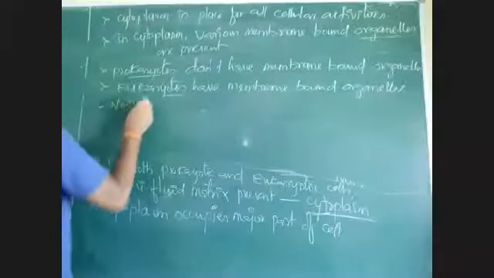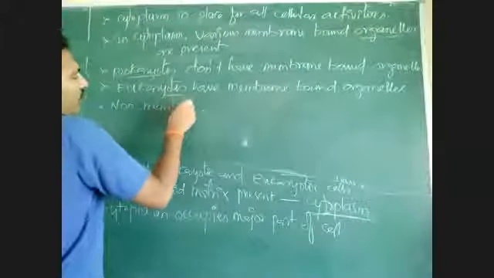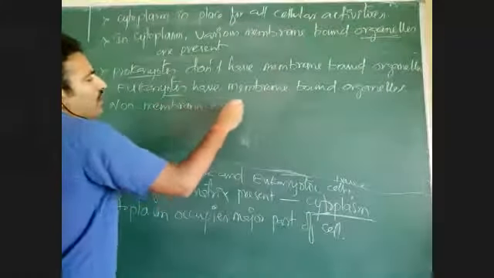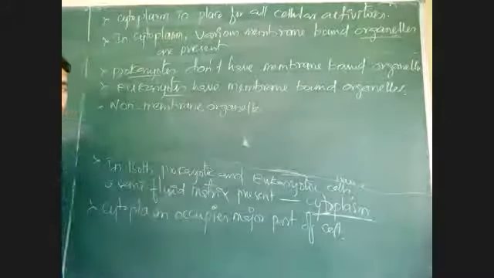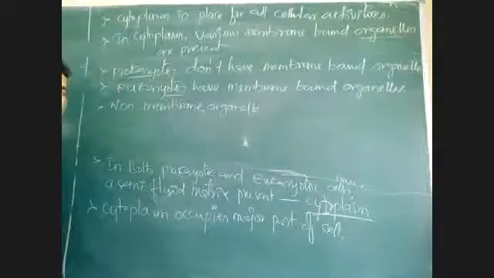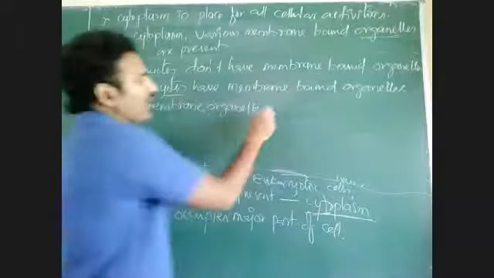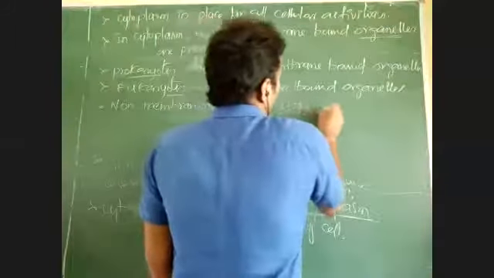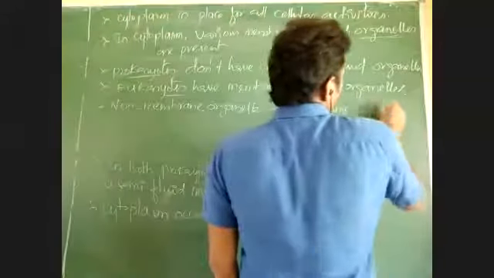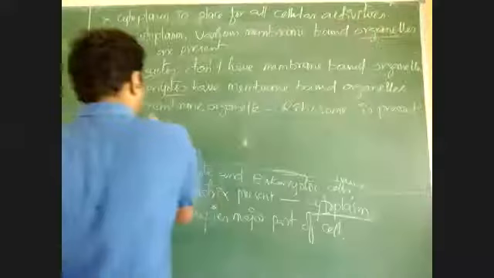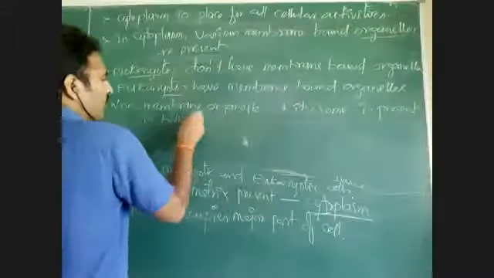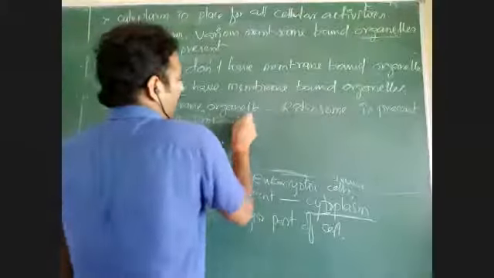And there are some parts which are non-membrane bound organelles present in both prokaryotes and eukaryotes. Some exceptions are there. There is presence of a non-membrane bound organelle. What is that non-membrane bound organelle? Named ribosome. This ribosome is non-membrane bound and it is present in both prokaryotes and eukaryotes.